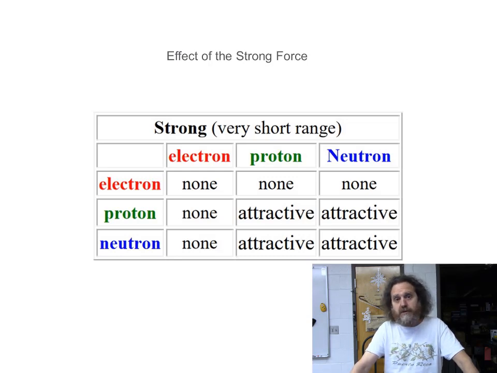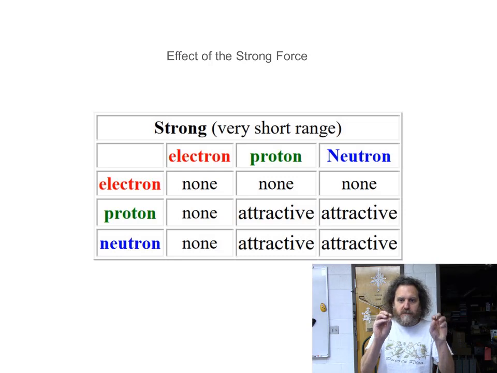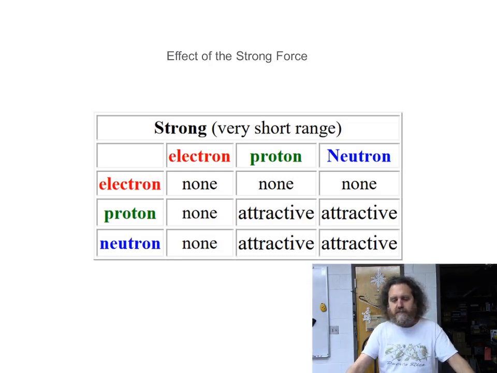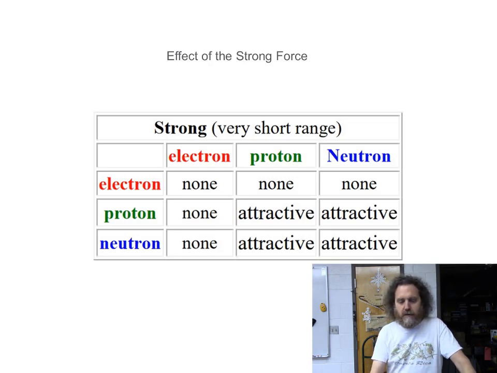Now, it's an extremely short-ranged force. It's only really felt inside nuclei between the particles that are within a nucleus. So if there are two atoms nearby each other, the protons and neutrons over here don't attract the protons and neutrons over there. They have to be extremely close together. So that's just one of the characteristics of this force. So this is why nuclei are held together.